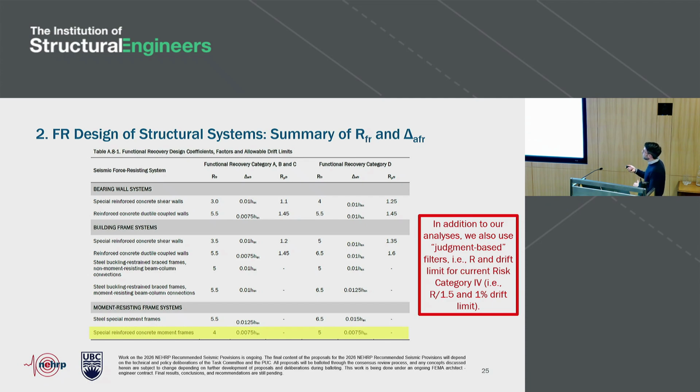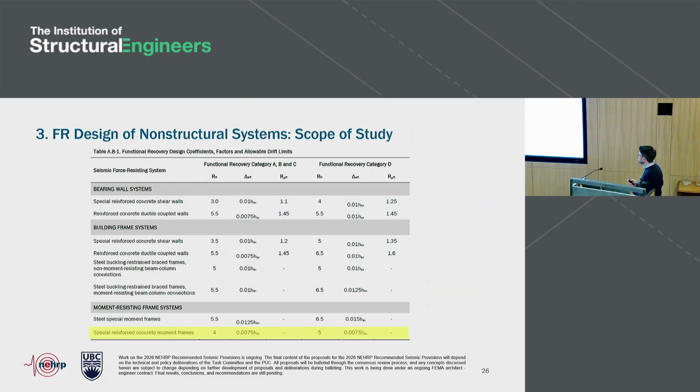So the idea here, at least for functional recovery categories A, B, and C, is that we looked at the value from our analysis, we compared it to these judgment-based limits, and then we took the most onerous of the two. And we have a similar approach for functional recovery category D, but everything is a little bit more relaxed because recovery category D has a 6 month recovery target, so it's pretty distinct from A, B, and C.